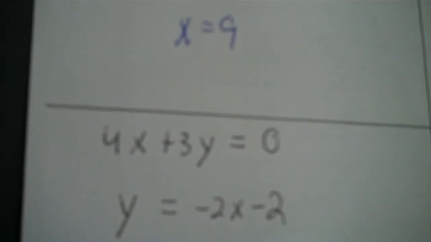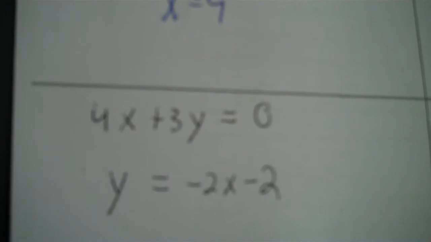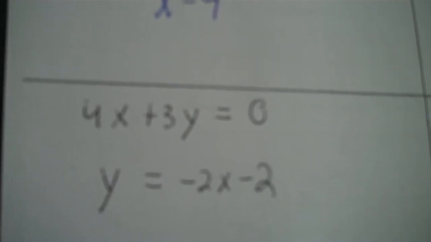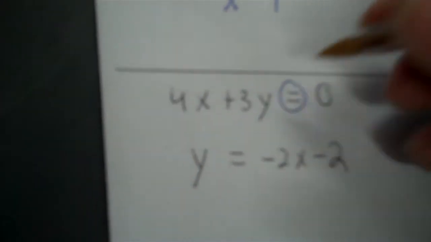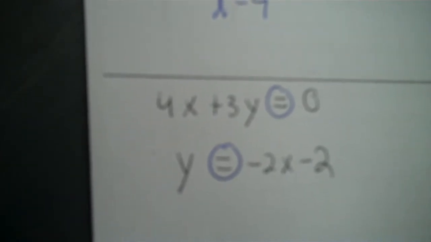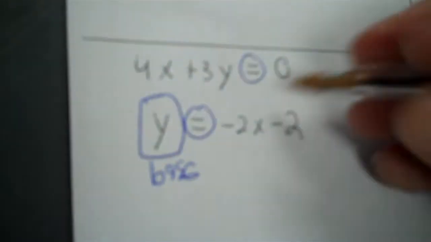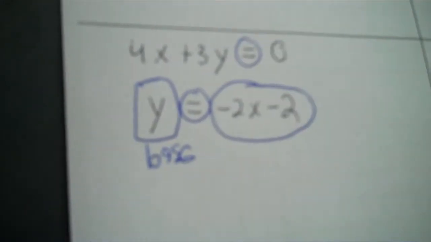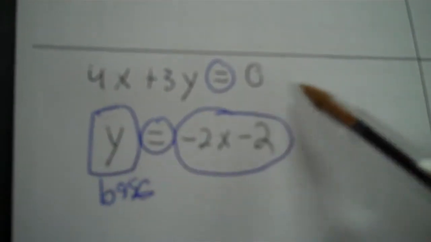Okay, next problem. 4x plus 3y equals 0. y equals negative 2x minus 2. Circle the equals and find me a letter that's by itself. Now that I'm not graphing, it doesn't have to be y. Well, it is y. It's down here. So that y is by itself. That is the base. This is what the other side is equal to.